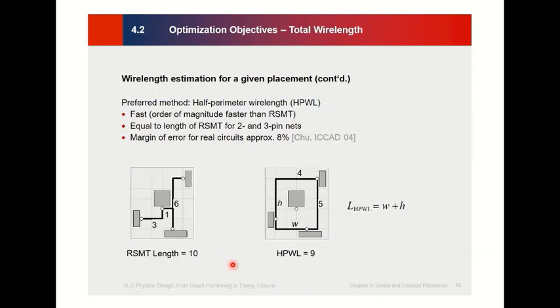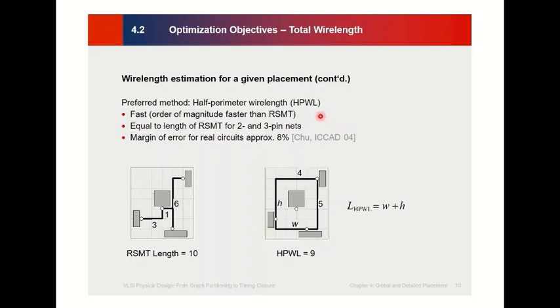However, as I mentioned, the easiest, and that's the reason why HPWL is popular, is that HPWL can estimate quite accurately. In this example, according to HPWL, the length is 9, but the actual length according to RSMT is 10. So only 10% error, which is acceptable, because the algorithm for HPWL is very simple. So in conclusion, HPWL is very popular. Many algorithms use HPWL to estimate the wire length.